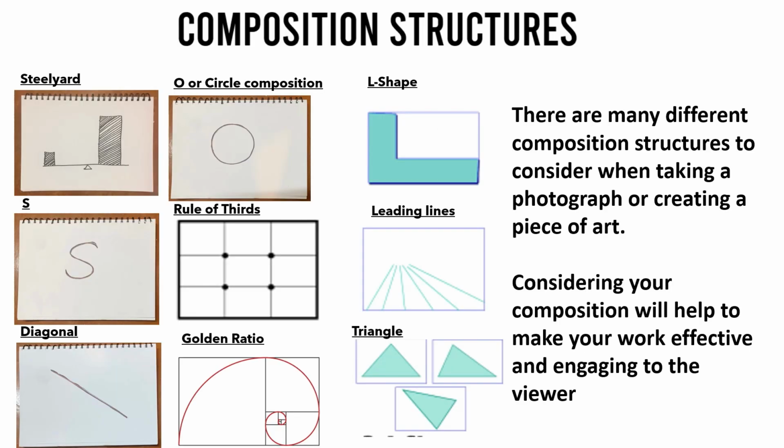There are lots of different composition structures. Here are a few: steelyard, S, diagonal, O or circle composition, the rule of thirds, golden ratio, L shape, leading lines, and triangle composition. Considering your composition will help to make your work effective and engaging to the viewer. Let's take a look at some of these individually.